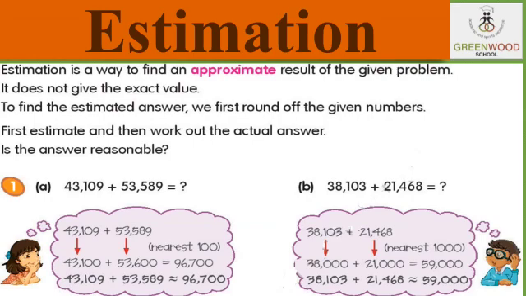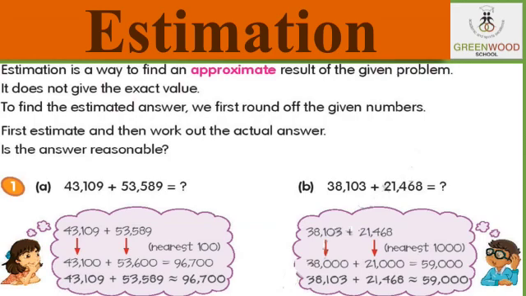Let's see an example. In the first number, round the numbers to the nearest 100. Then the first number becomes 43,100 and the second number becomes 53,600. Now if we add both numbers, we get the answer 96,700, which is not the actual answer but it is known as the estimated answer.